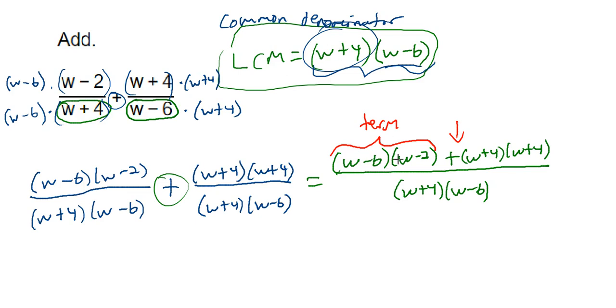So instead of leaving it like this, we need to combine the two terms together and then try to see if we can factor it. And so we'll FOIL this out, and I don't want to have to rewrite the whole problem, so I'm just going to do it right here. So you do first, outer, inner, last, you'll get w squared minus 2w minus 6w plus 12.